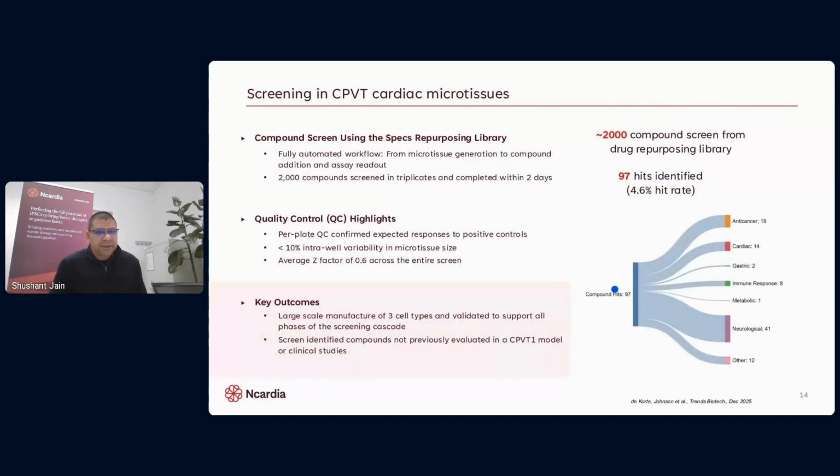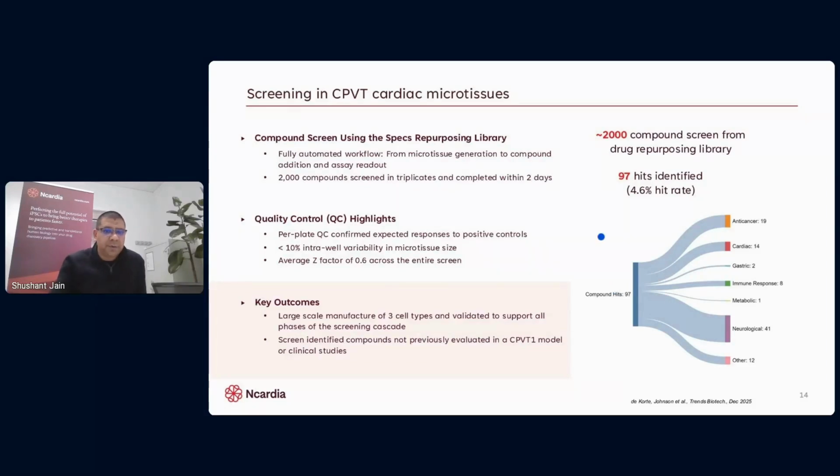So in that space, again, as mentioned, together with the LUMC, we performed a compound screen using the SPECS repurposing library. These are compounds that have gone through at least a phase 1 clinical trial, but for whatever reasons have not progressed any further. Using this fully automated workflow from microtissue formation to compound addition and finally to assay readout, we were able to screen all these 2,000 compounds in triplicate within about 2 days.